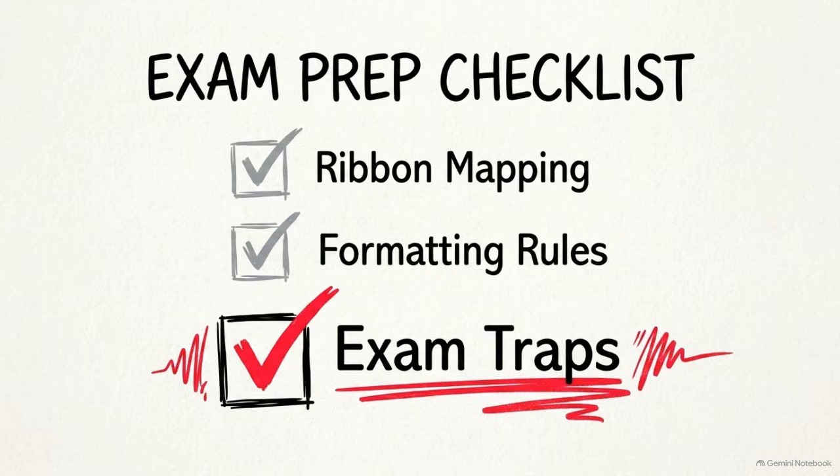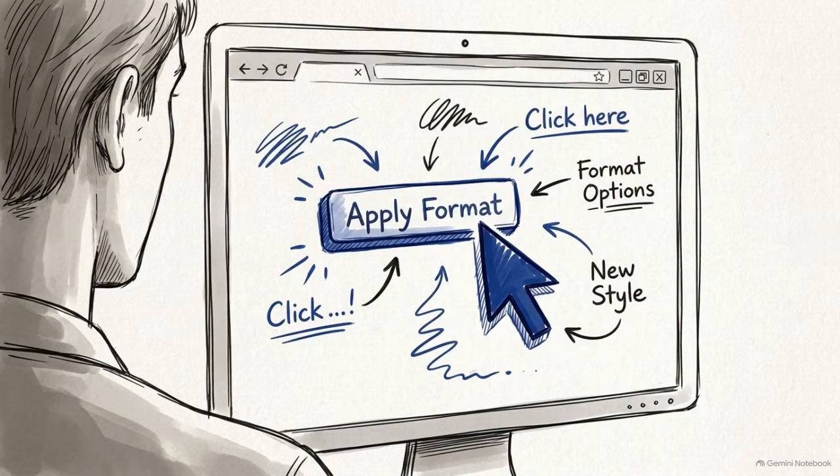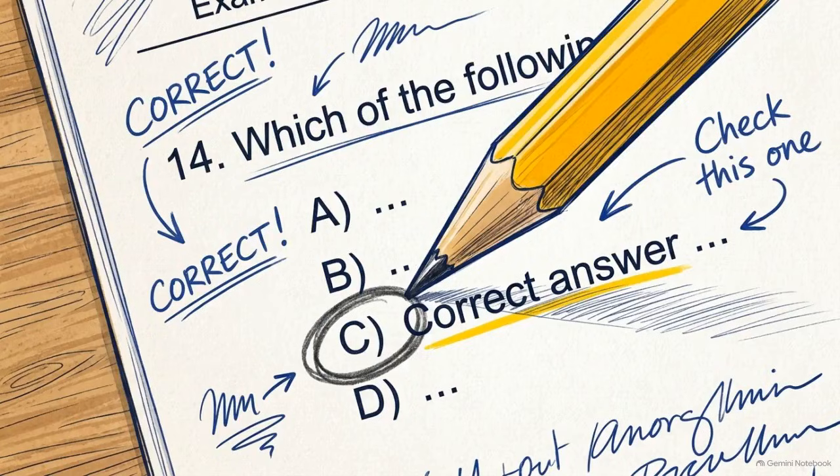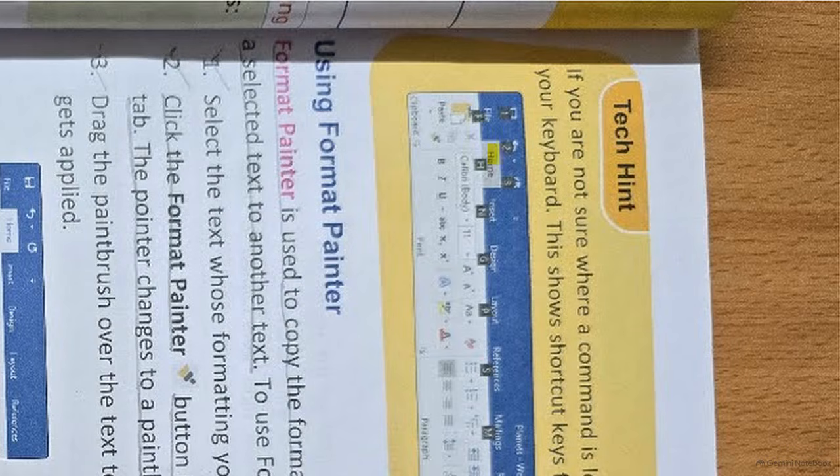Specifically, we'll focus on the high-yield exam traps, the precise terminology and shortcuts where most students accidentally lose points. By the end of this review, you'll know exactly where to click for the practical section and exactly what terms to circle for the multiple choice questions. We'll start with the Home tab, which is your primary hub for text editing.